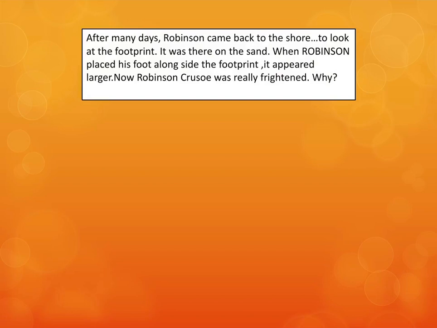After many days in the cave, Robinson came back to the shore to look at the footprint. Why did he come back again to the shore? He wanted to again see whether the footprint was there or not, whether the footprint had disappeared or was it still there. It was there on the sand. When Robinson placed his foot alongside the footprint, it appeared larger. Now Robinson Crusoe was frightened.